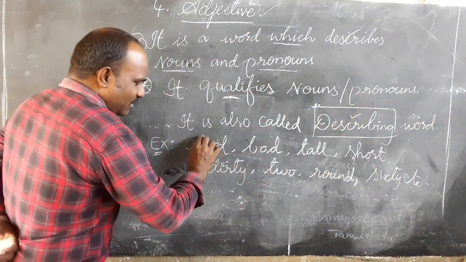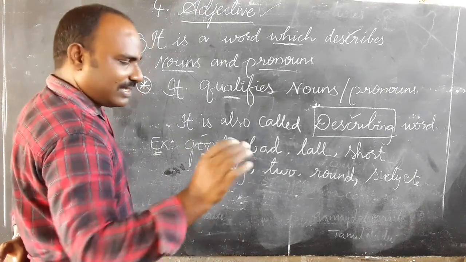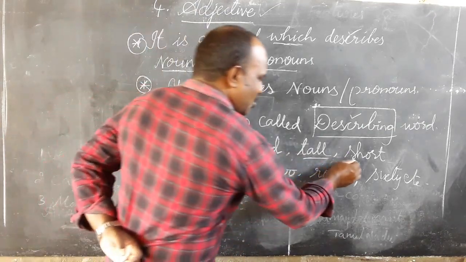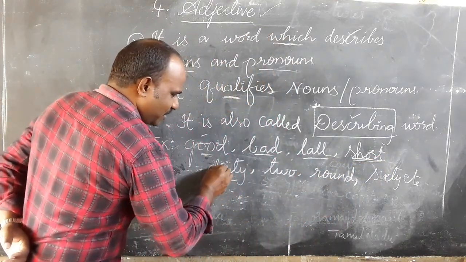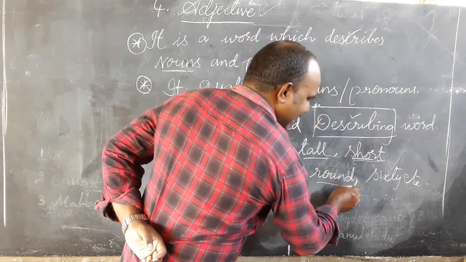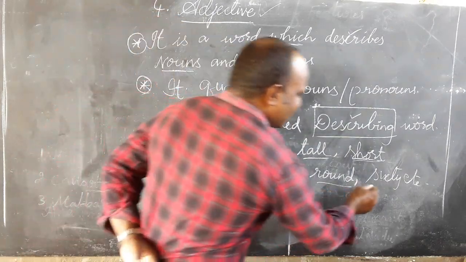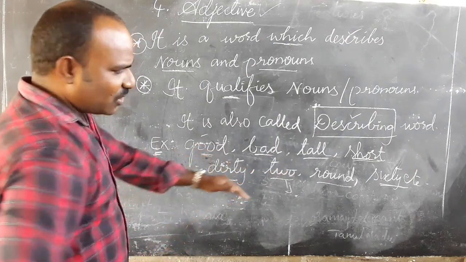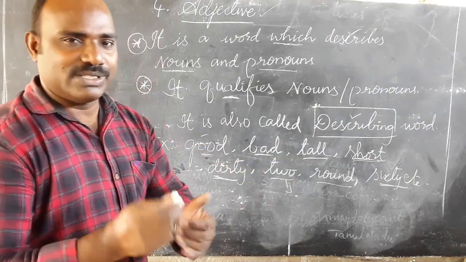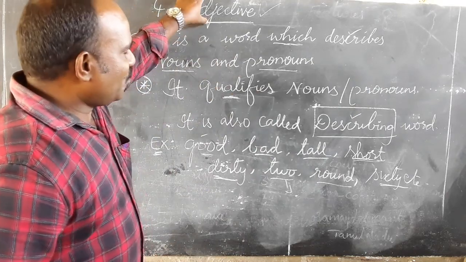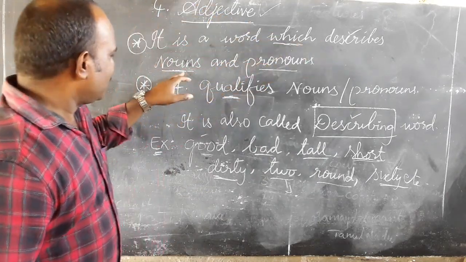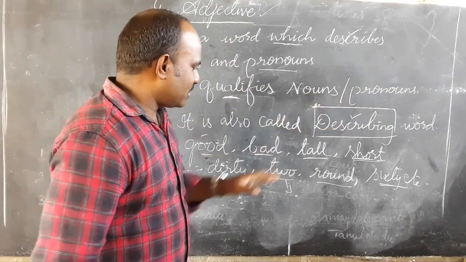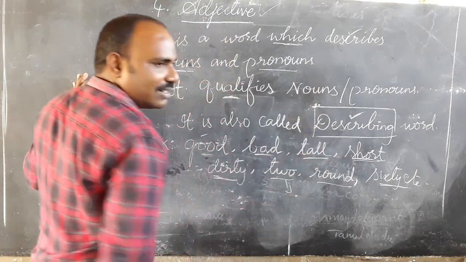Look at these words. Good is a quality of a person or something else. Bad is a quality. Tall, it's a state. Short, it's a state. Dirty, of course, it's a quality. Two, it's a number. Round, it's a shape. 60, of course, a number. Not only these words, we have plenty of adjectives in the English language. Adjective means it's a word which describes nouns and pronouns. It qualifies either nouns or pronouns. That's why it is simply called describing words.